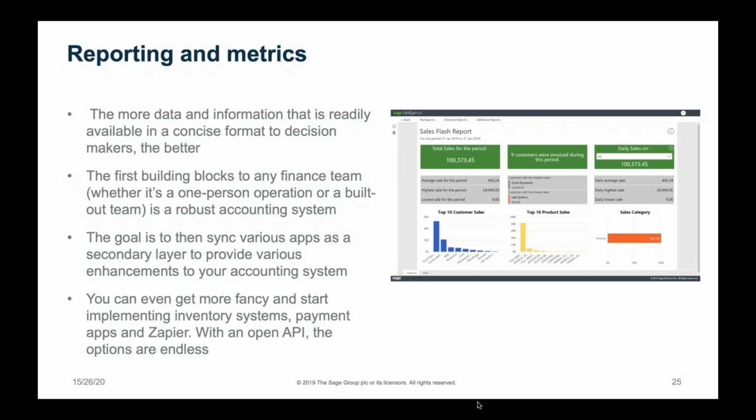You can find these great apps in Sage Business Cloud Marketplace. They make it really easy by categorizing the apps, showing popularity, reviews, and even features. You can get even more fancy and start implementing inventory systems, payment apps, and even Zapier that I mentioned before. With an open integration system, the options are endless.